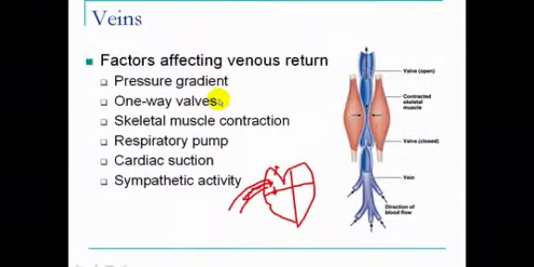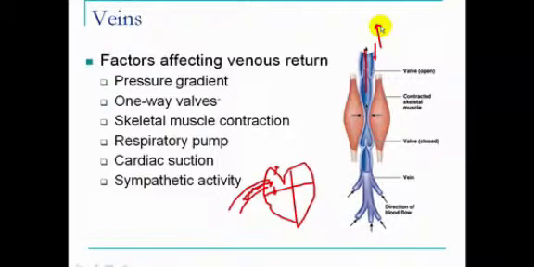The other thing is you also have one-way valves and skeletal muscle contraction, which is very similar to what we just talked about in lymph. So your veins have valves, one-way valves, and the skeletal muscle will contract and push the fluid up past a valve, and then when the blood tries to come back down, it can't because the valve closes until the muscle contracts again and pushes it up even further. So it's kind of a slow process, but it's increasing your venous return.